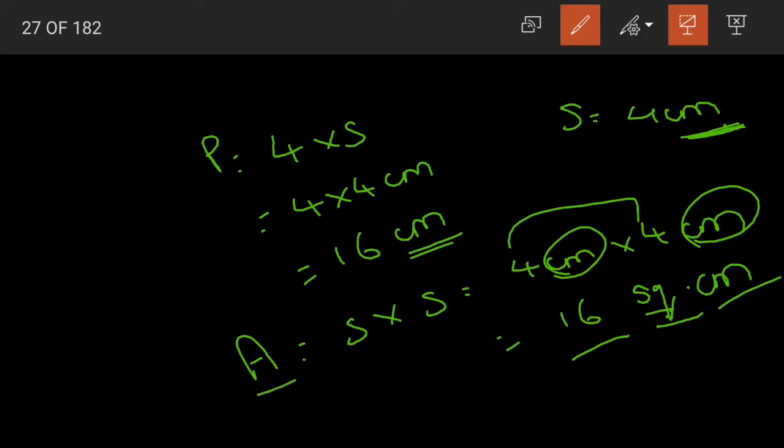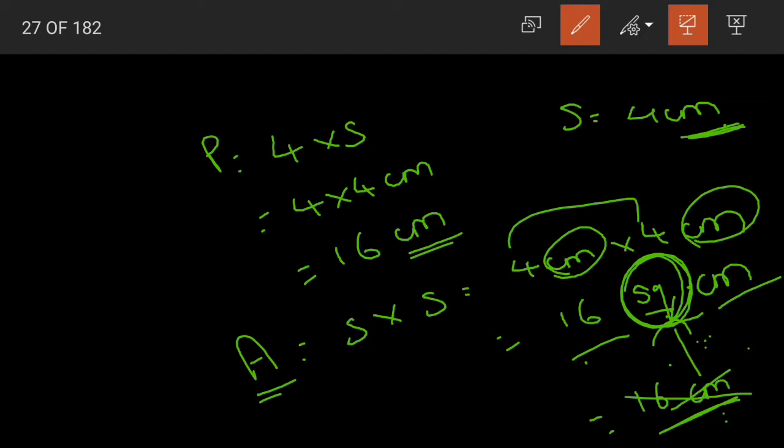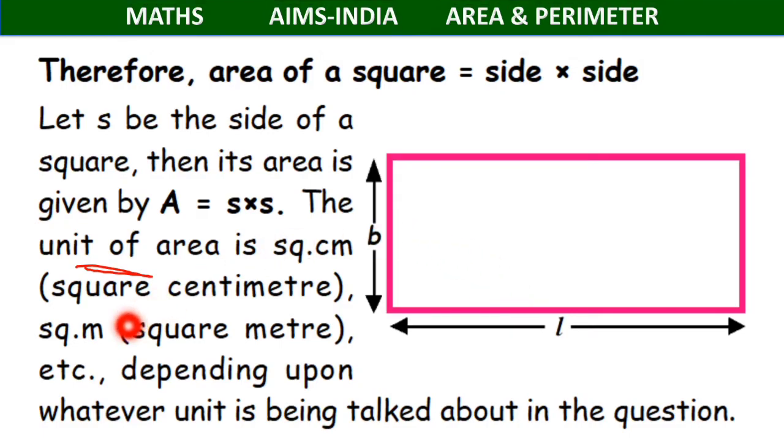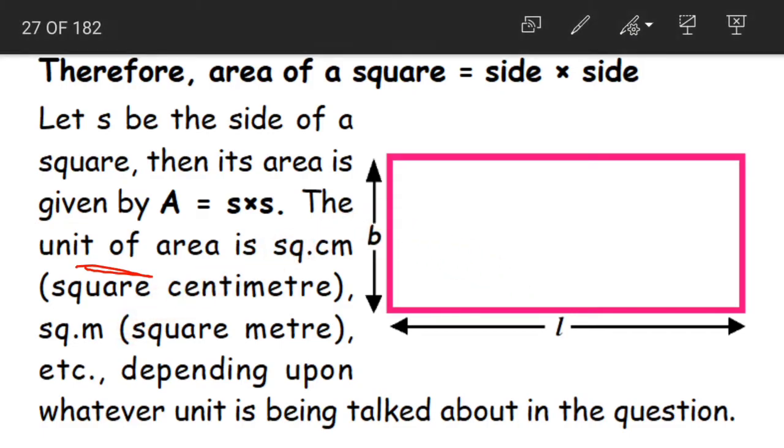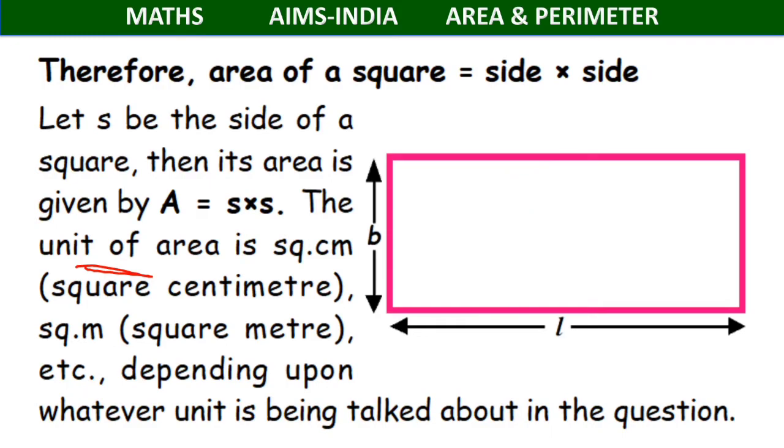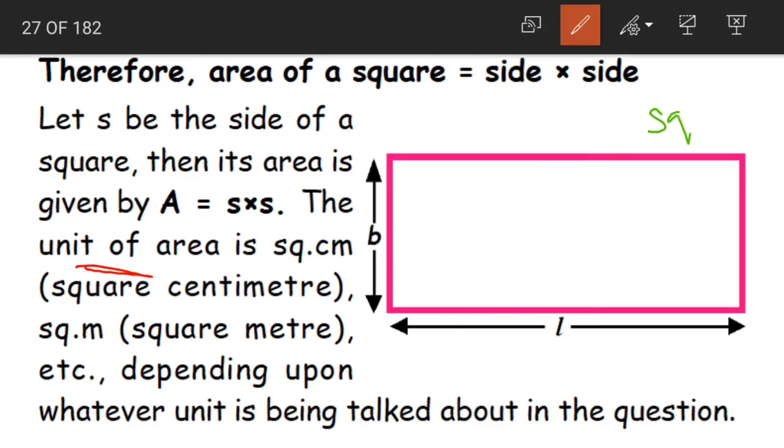So while writing the area, the final answer, remember to put this square also in the answer. If you write only 16 centimeters, it will be wrong. The area is 16 square centimeters. Understood, children? For both the area of a square and the area of a rectangle, we write square centimeters or square meters depending on the question.